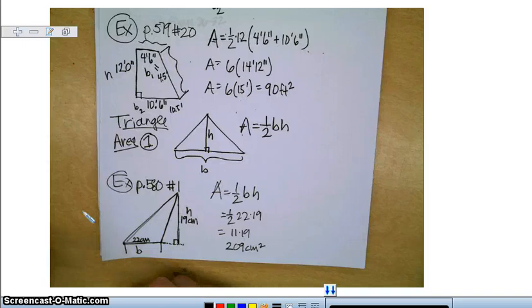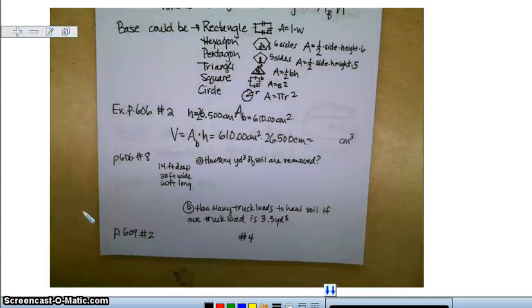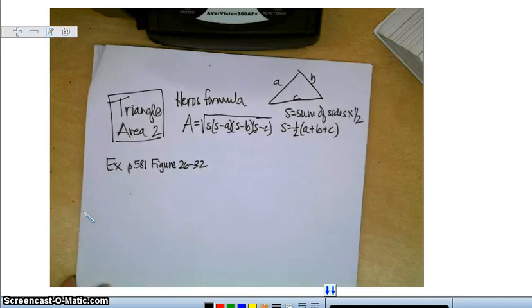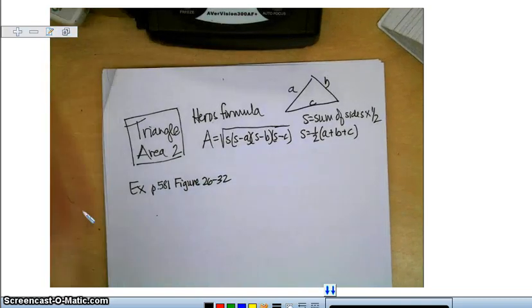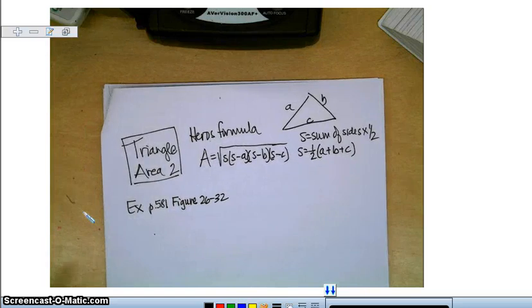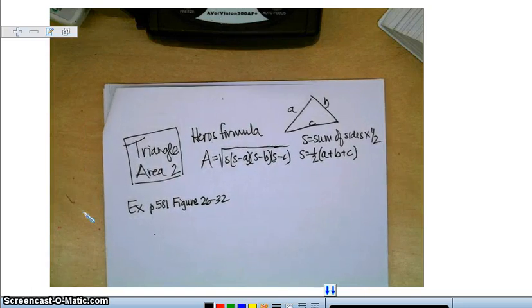So there are other ways you can find areas of triangles. There's another interesting formula called Hero's formula. I don't actually teach this until trigonometry in high school, so you're learning something ahead of the game here. This is called Hero's formula, named after the Greek mathematician who figured it out.